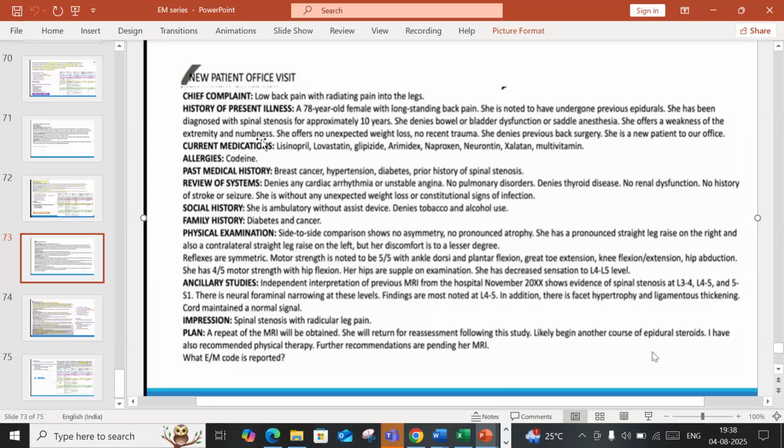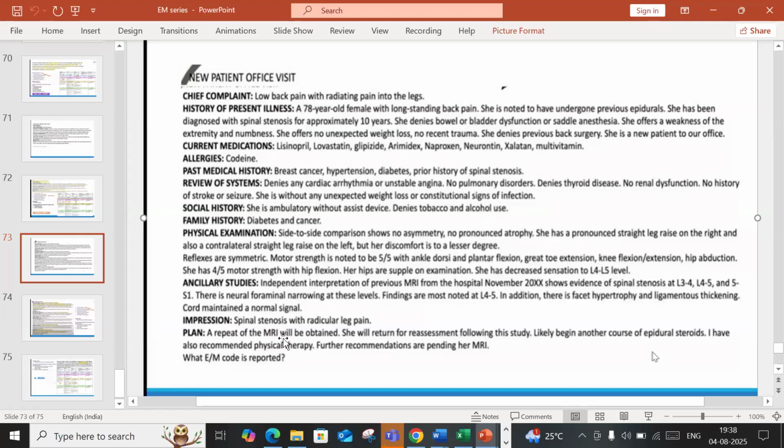Suppose this is a CPT procedure prescription. This is not an ICD prescription, it is a procedure prescription. Coming to this patient, he is having spinal stenosis with radicular leg pain. This is the problem. For this problem, he went to the hospital and is getting some treatment. In this particular visit, what was the treatment given by the doctor? The doctor just advised an MRI scan.